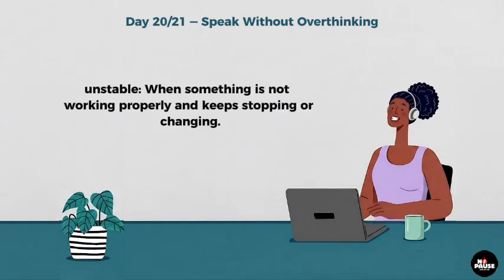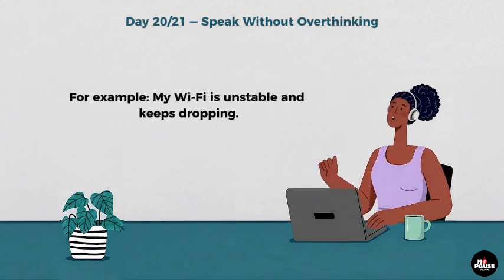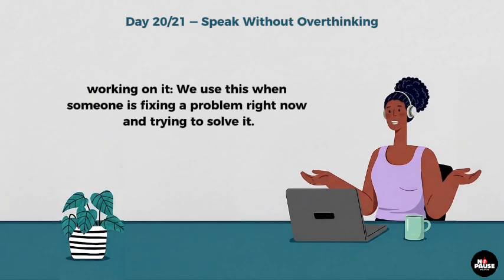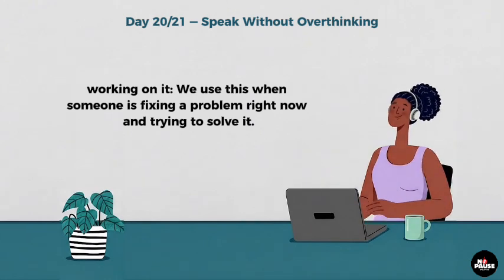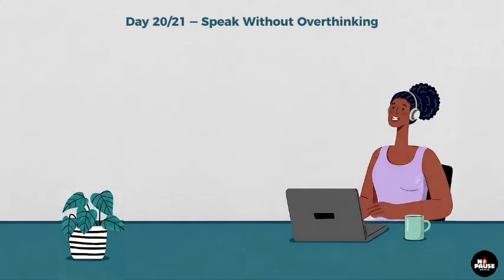Unstable. We use this when something is not working properly and keeps stopping or changing. For example, my Wi-Fi is unstable and keeps dropping. Working on it. We use this when someone is fixing a problem right now and trying to solve it. For example, the company is working on it and it will be fixed soon.